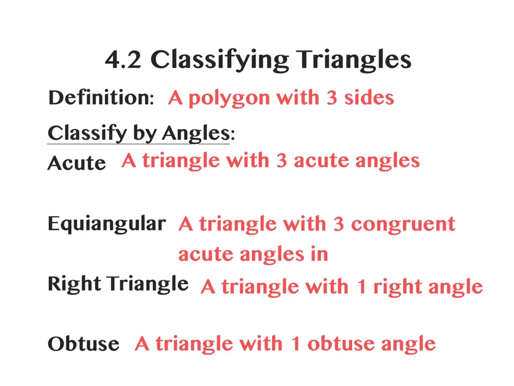I would draw these. Those are 3 acute angles, but if I don't mark them, not necessarily congruent. In an equiangular, all 3 are congruent. And I think if you've figured it out, that means all 3 have to be 60 degrees. A triangle with 1 right angle, and a triangle with an obtuse angle, with the obtuse angle being right here.